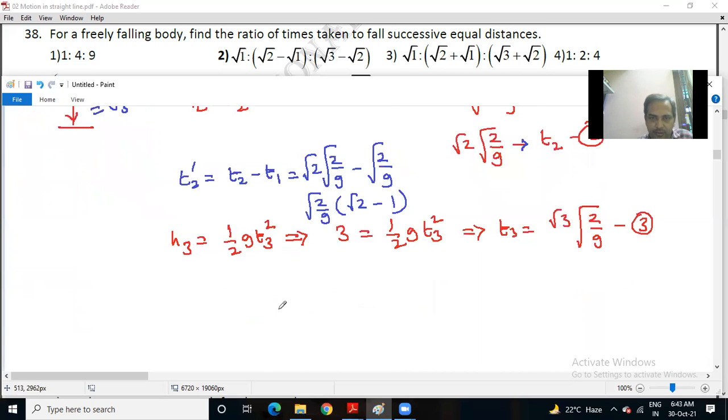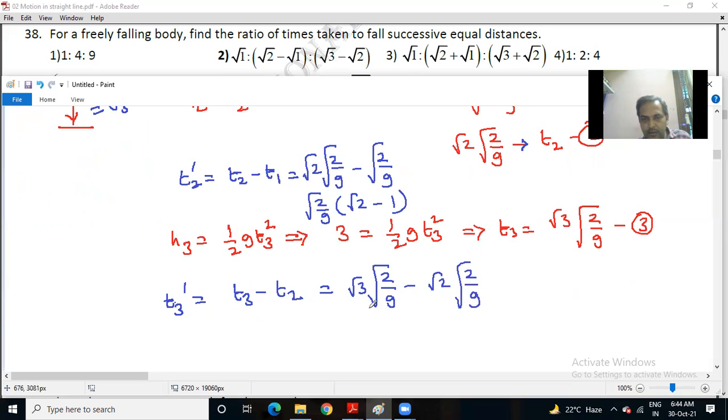Same way you do in the third case also. We require, this is T2 dash, we require T3 dash. So it is T3 minus T2 is equal to, so what is T3? You got root 3 under root 2 by G. What is T2? You got root 2 under root 2 by G. Now, you take out common under root 2 by G. So it will be root 3 minus root 2.